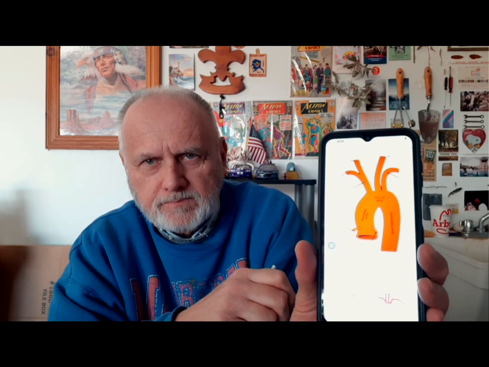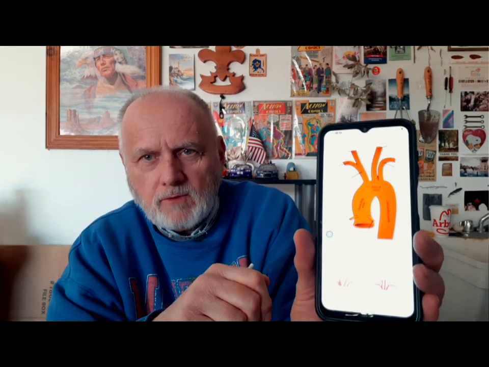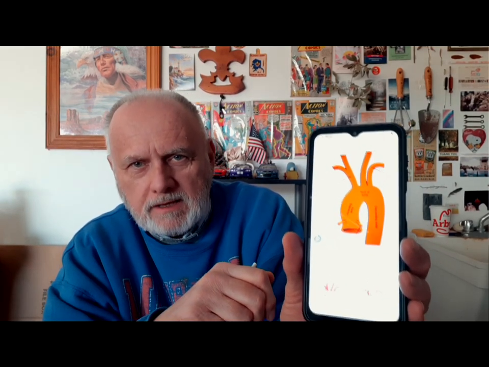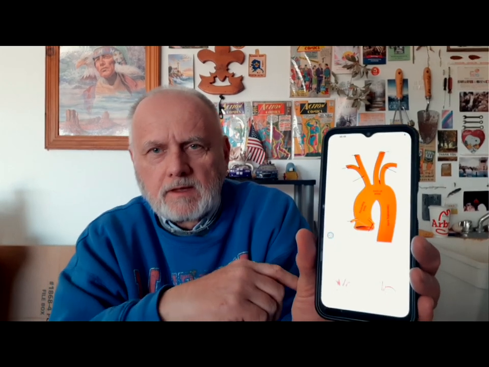And then it becomes the brachial, and then it divides into the radial and ulnar arteries, radial and ulnar supplying the forearm, and then breaks down into smaller arteries for the hand and fingers. But right now I want to focus on the aortic arch. So it's the rainbow of oxygenated blood coming from the heart, going out into the world of your body.